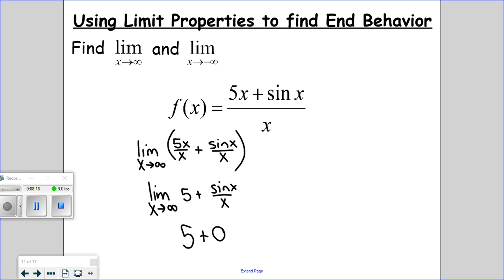Now use that whole idea that we just talked about on the last page. Sine of some number can only get as big as 1 and as low as -1, and it's going to keep going back and forth between those two numbers, right? You know your sine graph. And I'm dividing it by a number that just continues to get bigger and bigger. So this is at most 1 divided by something huge, which is going to go to essentially 0. Okay, so then 5 plus 0 is obviously 5.